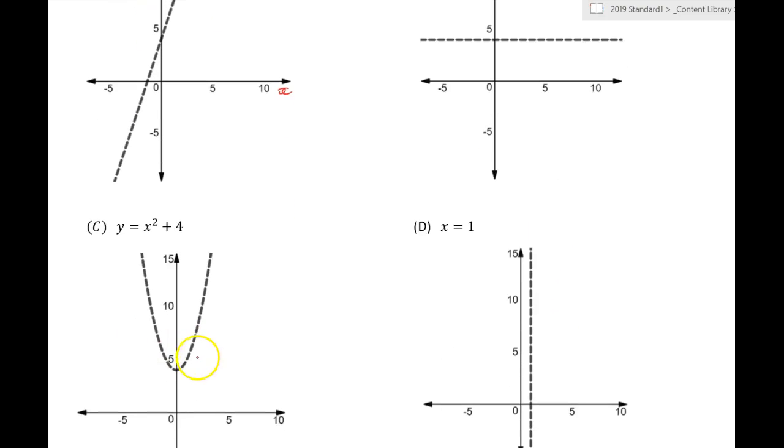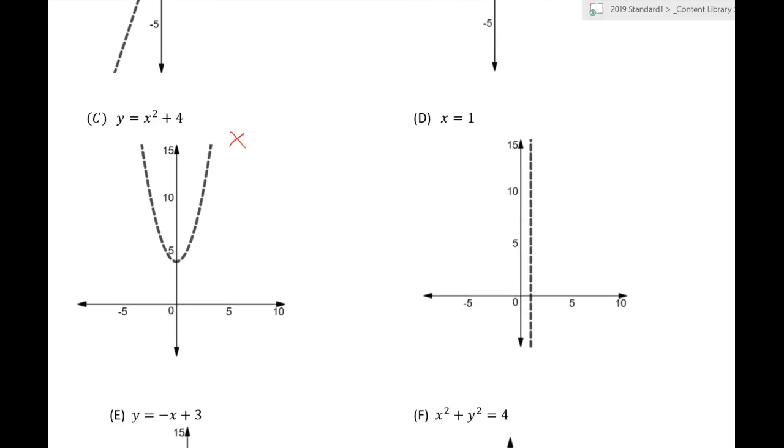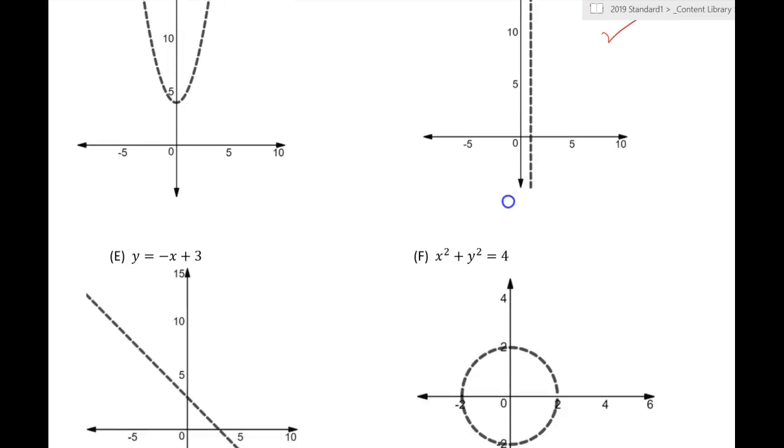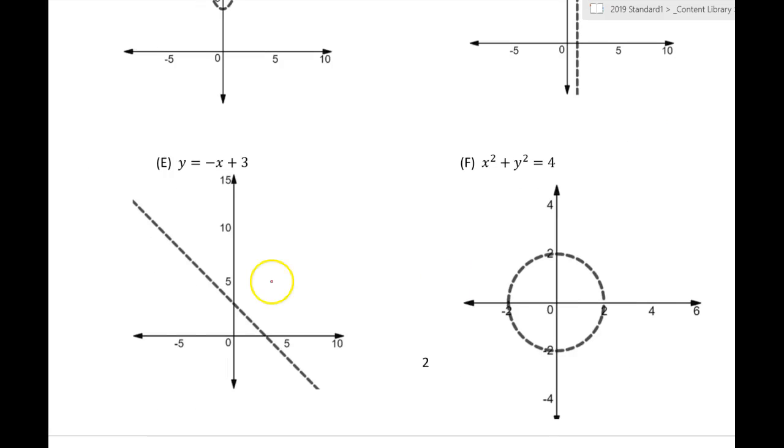Nonetheless, it is a straight line, so I'm all good with that. Now this one here, certainly not straight. It doesn't matter that it doesn't cross the x-axis anywhere. It does matter that it's not a straight line, so not that one. Here we have a really special case, because this is a vertical line. It's not actually a function, but it is a linear relationship. Still a straight line, so let's give that one a tick. Over here, I have a straight line, that's good. And obviously here, not a straight line.